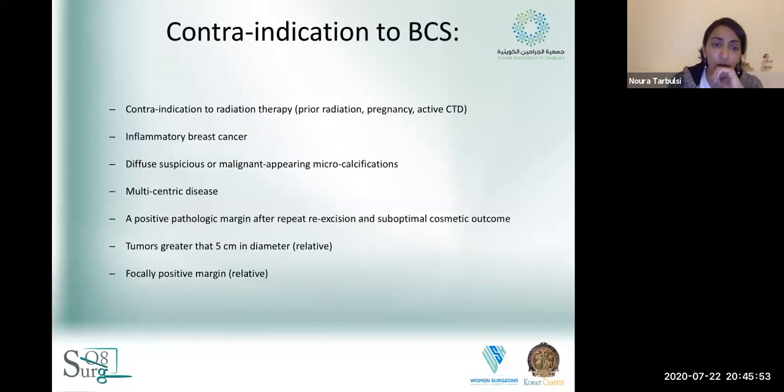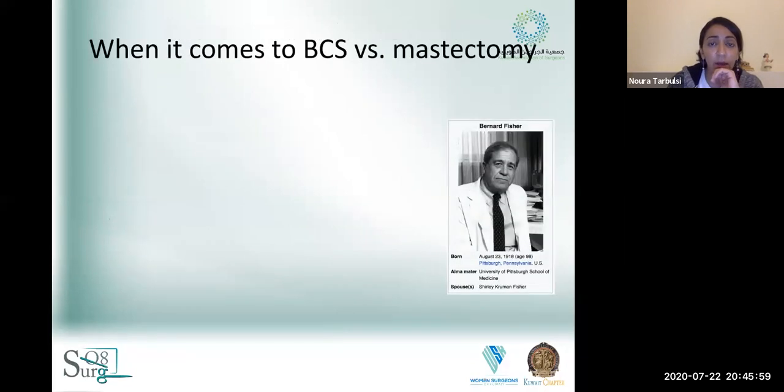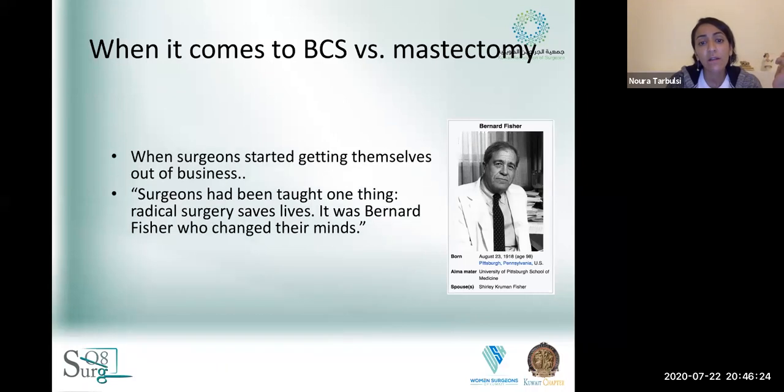Here are the contraindications to BCS. It's more or less like the DCIS. And when it comes to doing breast conserving surgery versus mastectomy, the old teaching used to be that all breast cancer should get a mastectomy because this saves their life. And it wasn't really until the surgeon Bernard Fisher, who is one of the pioneers behind the NSABP trials, did a large study and showed that radical surgery does not save life.